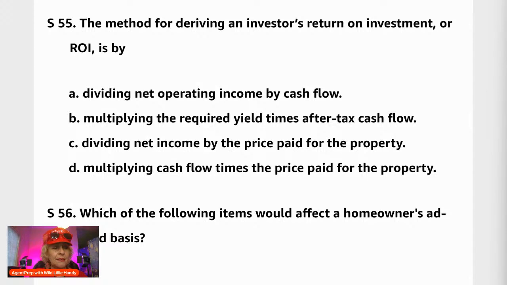So the answer is C, right? It's dividing your net income by the price paid for the property. So the investment is the price paid for the property. So how much profit, well, I shouldn't call it profit, but that's cash profit, is the net income after all the expenses. That is the cash flow, return on investment. Now, at tax time, they're also going to take in depreciation and interest paid on the loan and property taxes. But that's not the cash on investment right now, the ROI. So it's dividing net income by the price paid for the property.